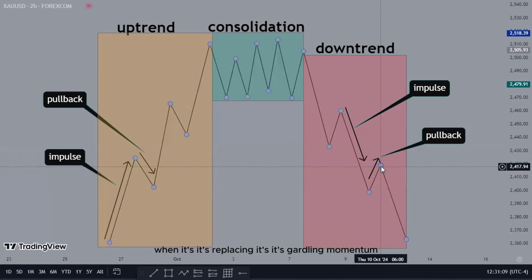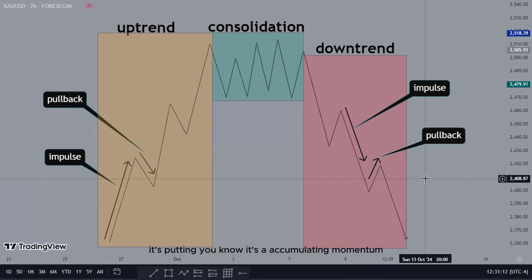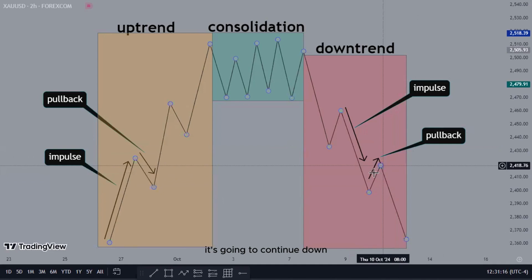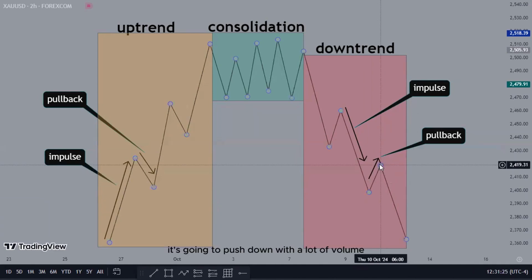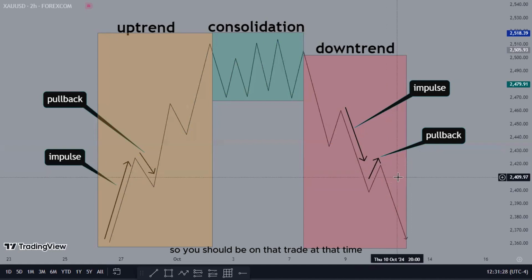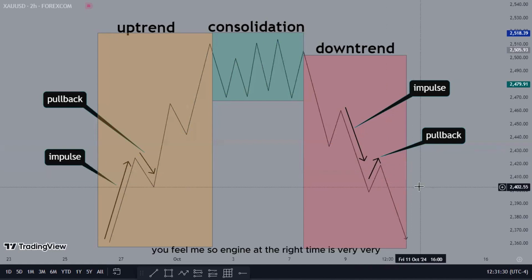When it's retracing, it's gathering momentum. It's accumulating momentum, so that it's going to use it now to propel down. It's going to continue down with all that volume that it's gathered. So when it's retracing, it's taking a break, it's resting, it gathers its strength. You feel me? So after that, it's going to push down with a lot of volume. So you should be on that trade at that time. You feel me? So entering at the right time is very, very crucial in a game like this one. All right, but we're going to get in depth with that.